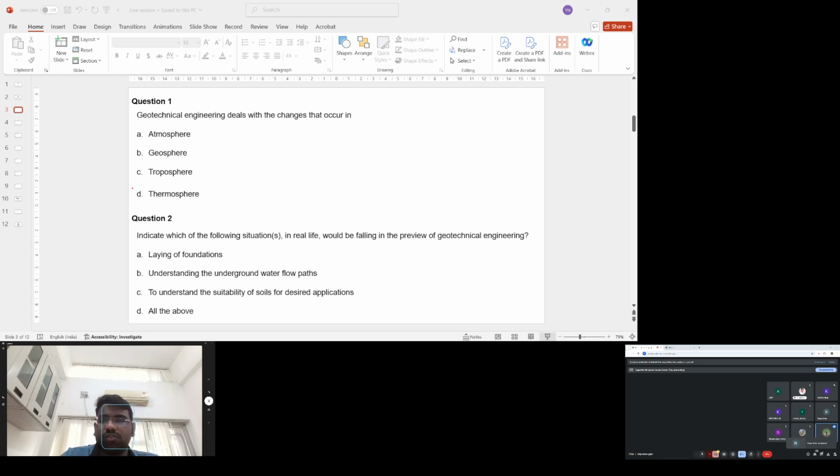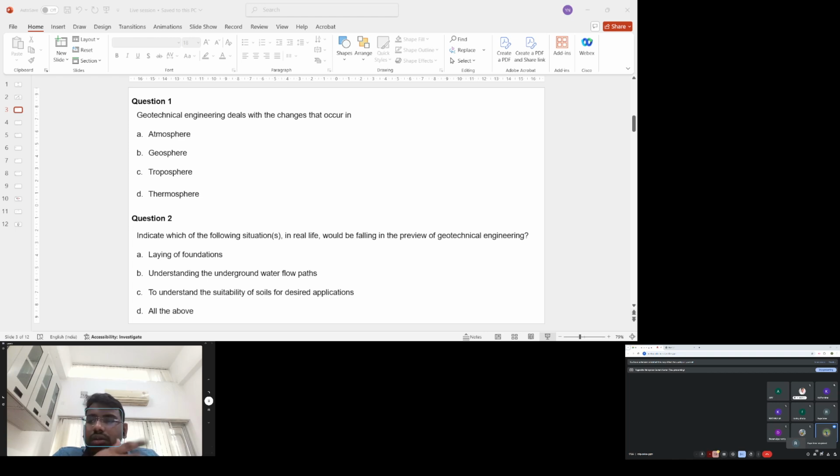Indicate which of the following situations in real life would fall in the purview of geotechnical engineering. Option A is laying of foundations. Option B is understanding the underground groundwater flow paths to understand the suitability of soils for desired applications. And D is all of the above. Option D, sir.